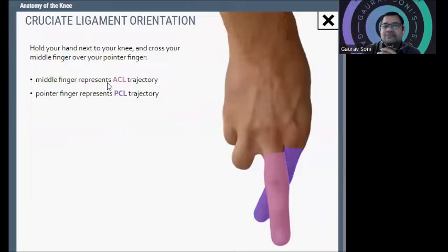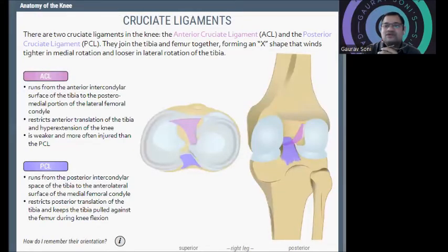So how can you remember? Very simply, the middle finger represents the ACL, and the pointer finger represents the PCL. So hold your hand next to the knee and cross your fingers, then you can simply remember it. Otherwise, what I have told you, remember from where they are attached.